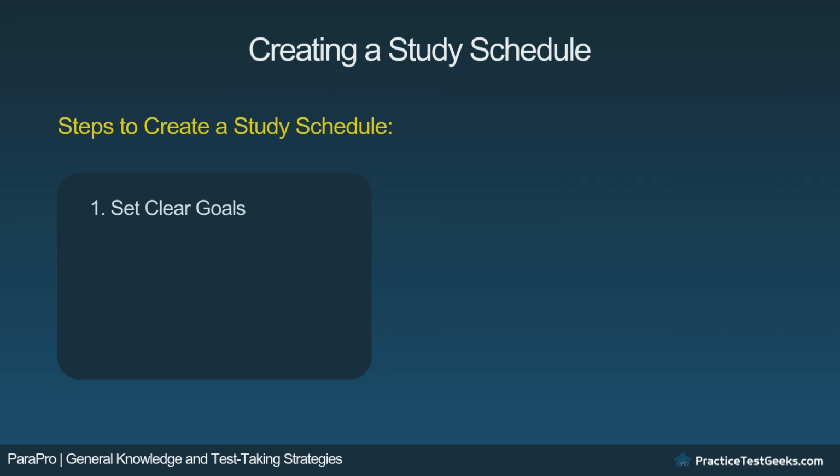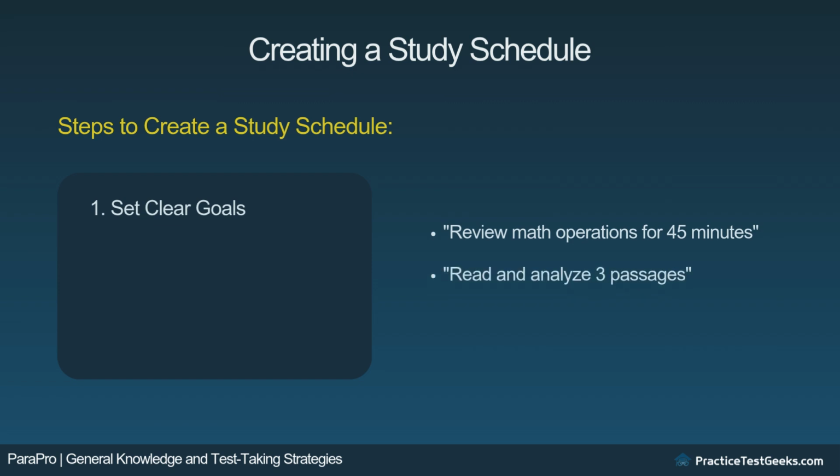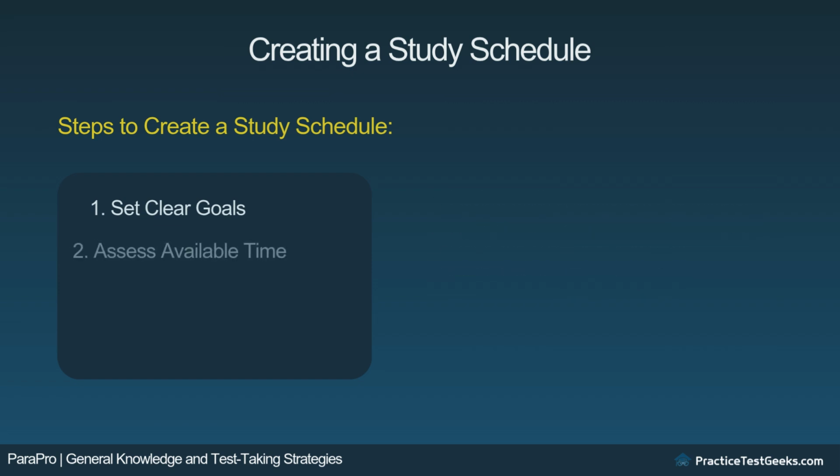1. Set clear goals. Break down the material by subject areas, like math, reading comprehension, writing. Set specific, measurable goals for each study session, like review math operations for 45 minutes, or read and analyze 3 passages.